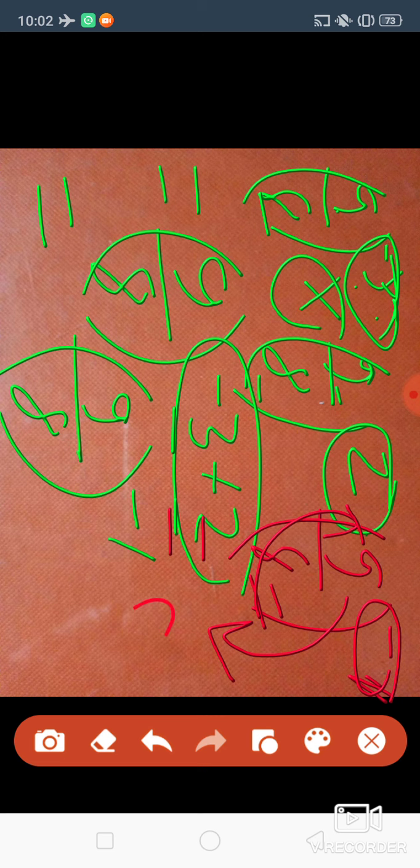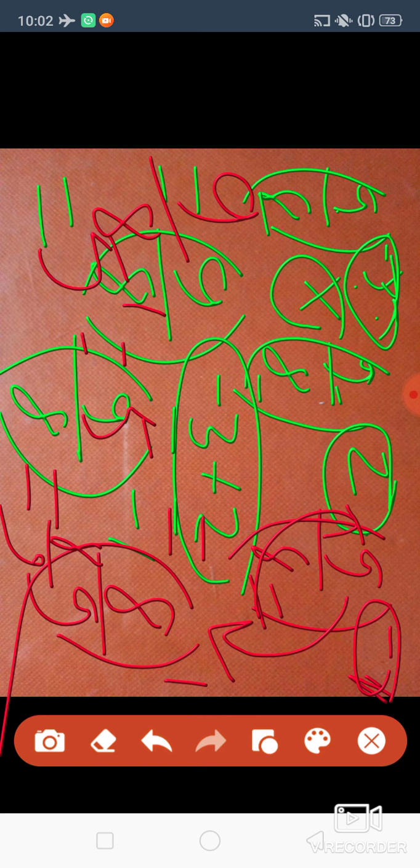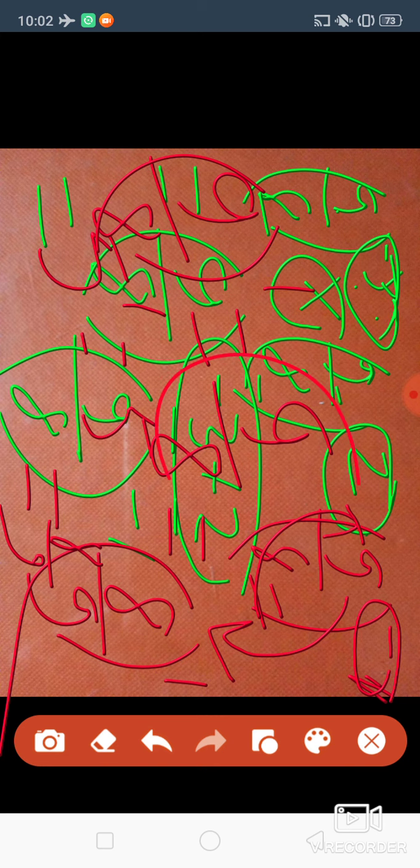So it will become what? (8/9)^1, which means 8 by 9 only. Power 1 means that much only. 5 to the power 1 means 5 only. Similarly, (9/8)^1 is equal to 9 by 8 only. I hope it is clear to you.